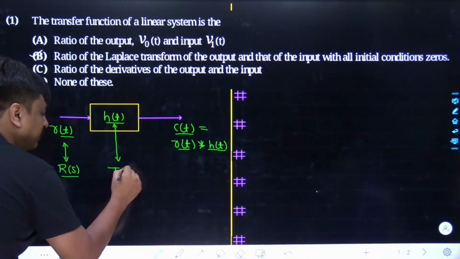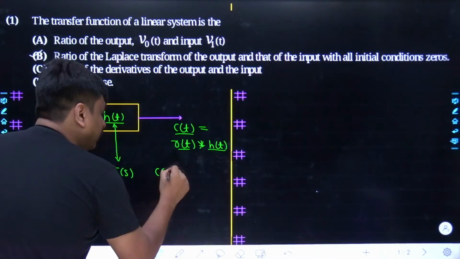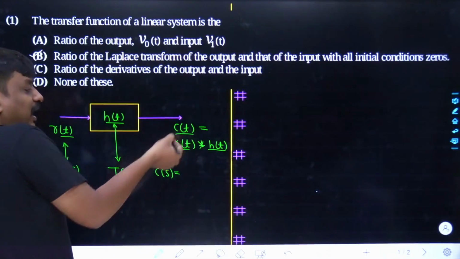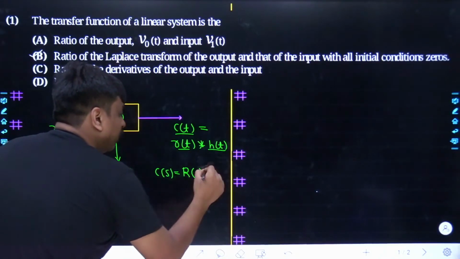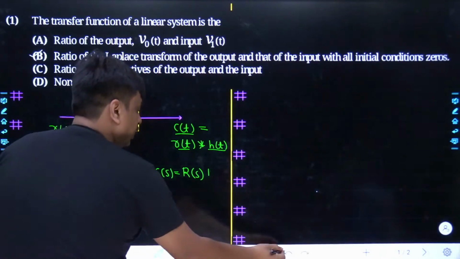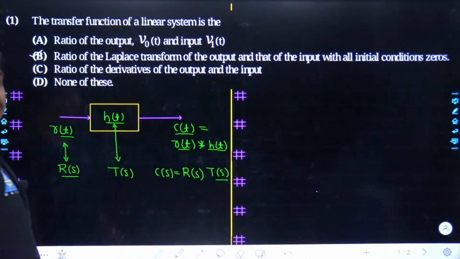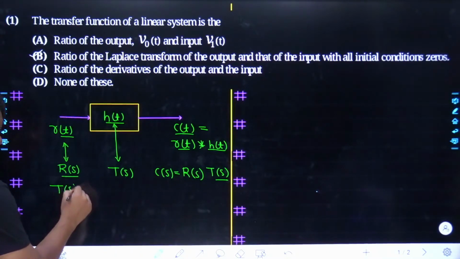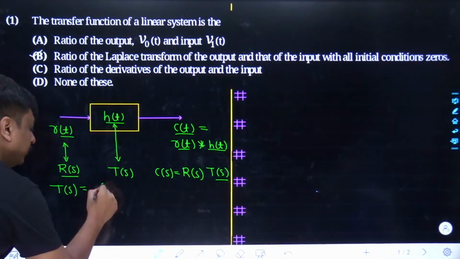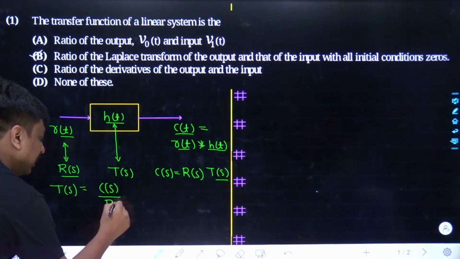For the time being, I may also write this as T of s. Now C of s, which was the convolution between small r of t and small h of t, gets converted into capital R of s times T of s. So you yourself would be able to understand that the transfer function T of s is just the division of the output in Laplace form by the input in Laplace form.